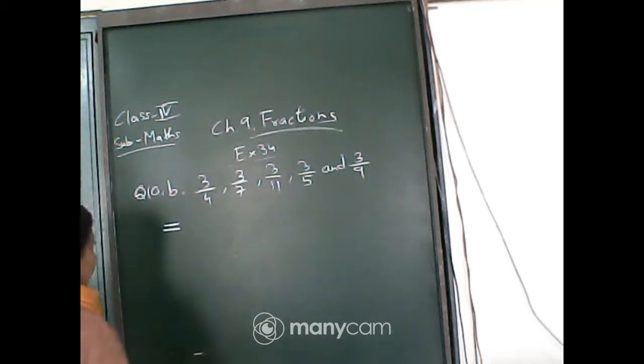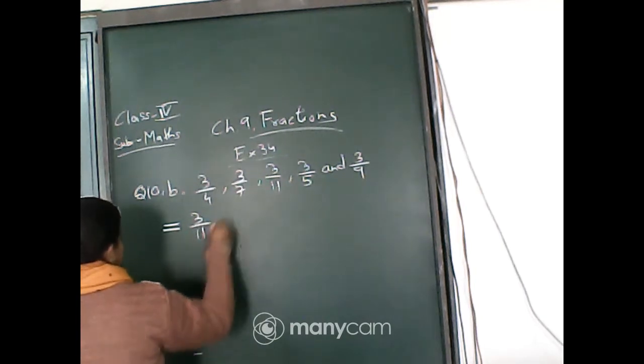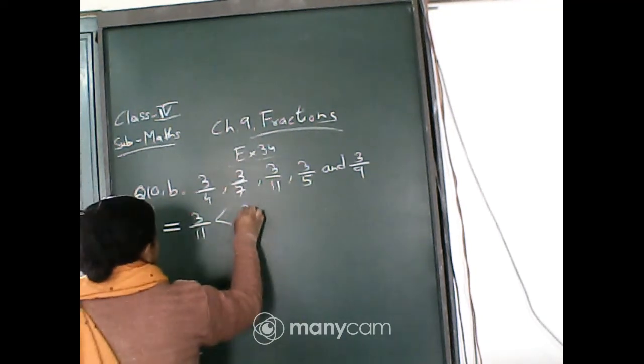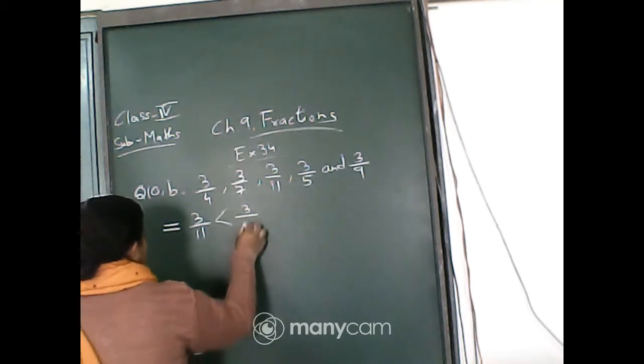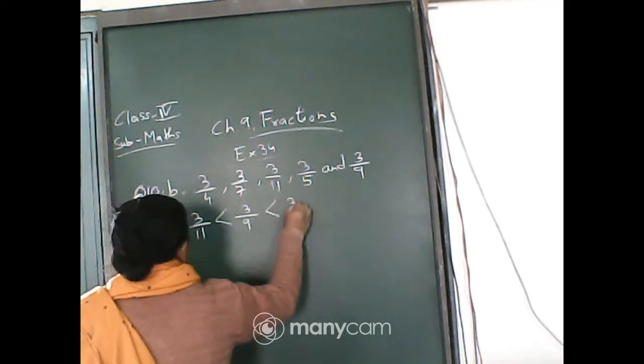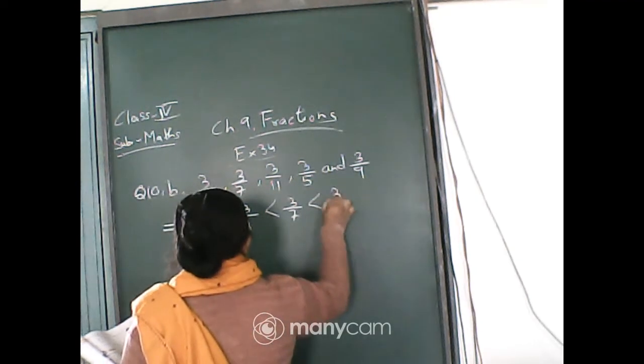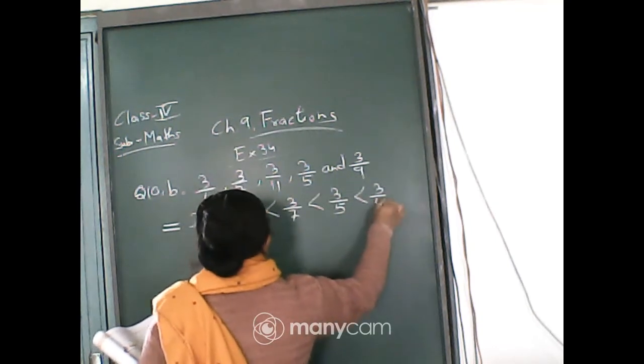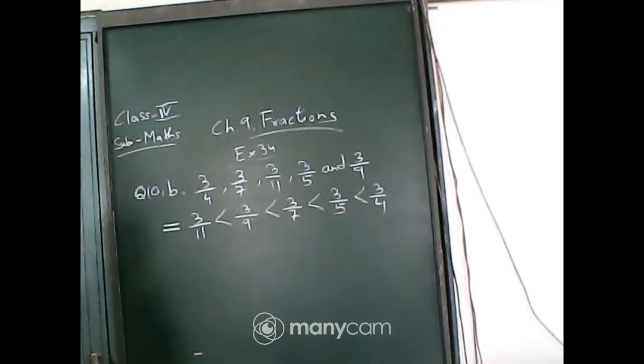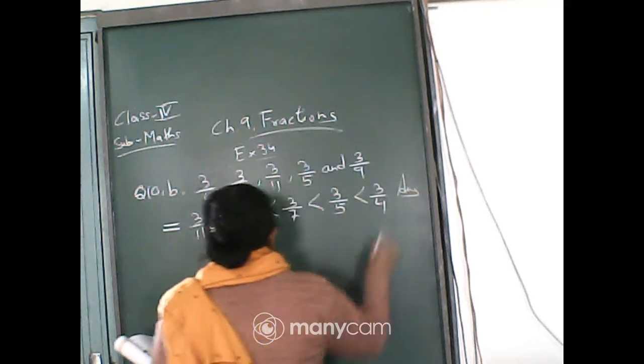The smallest number is 3 by 11, smaller than 3 by 9, smaller than 3 by 7, smaller than 3 by 5 and smaller than 3 by 4. That means 3 by 11 is the smaller fraction than 3 by 9, then 3 by 7, then 3 by 5, then 3 by 4. Okay. So this is the answer for number B.